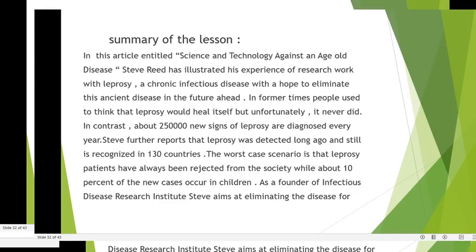Actually, this text is written by Steve Reed, who is the founder, president, and chief scientific officer of the Infectious Disease Research Institute, IDRI. IDRI is a non-profit organization based in Seattle, USA. It develops novel and advanced products for the diagnosis, prevention, and treatment of neglected diseases related to poverty.